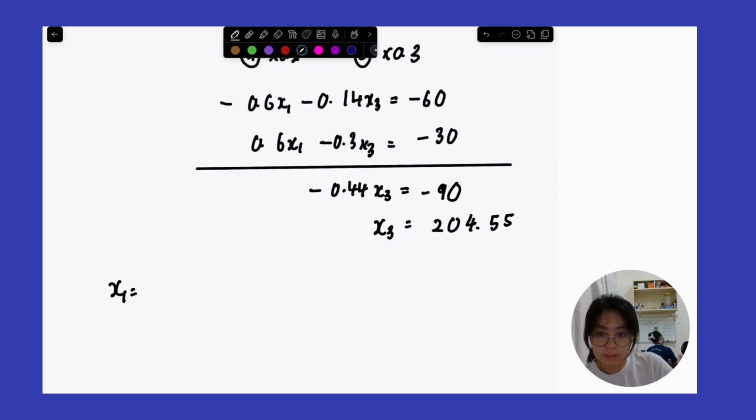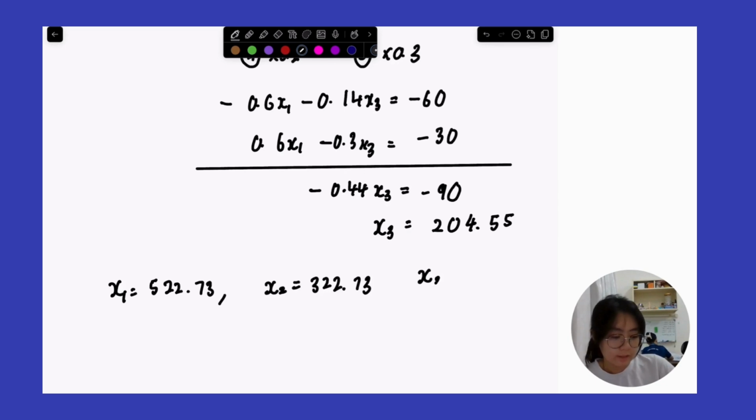So here is the answer. We can get our x1 is 522.73, x2 is 322.73, and x3 is 204.55. That is my solving.